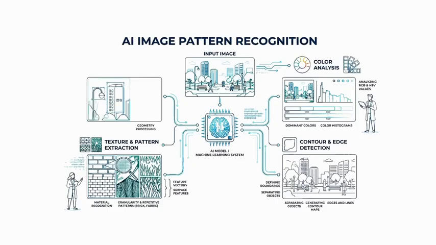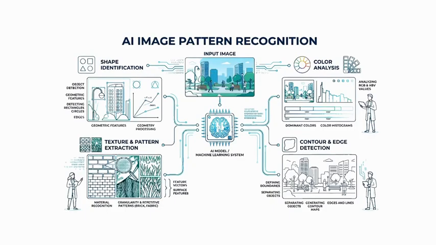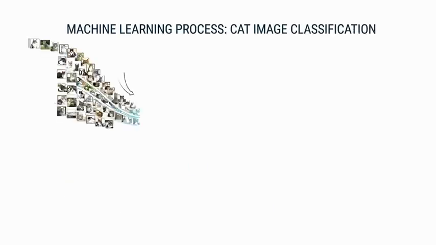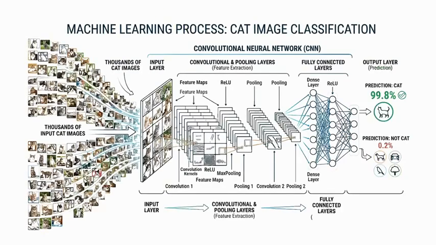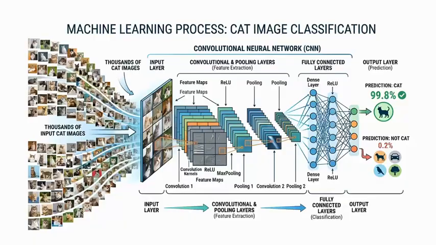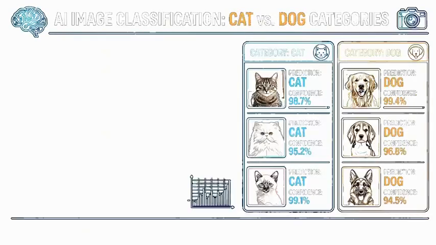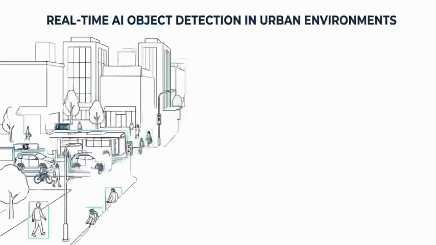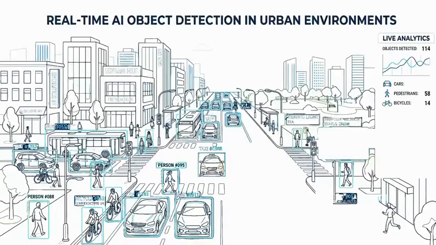Modern computer vision systems often use deep learning models known as convolutional neural networks, or CNNs. These networks learn from millions of labeled images. For example, by analyzing thousands of cat images, the AI gradually learns the features that distinguish cats from dogs or other animals. Object detection is another important capability.